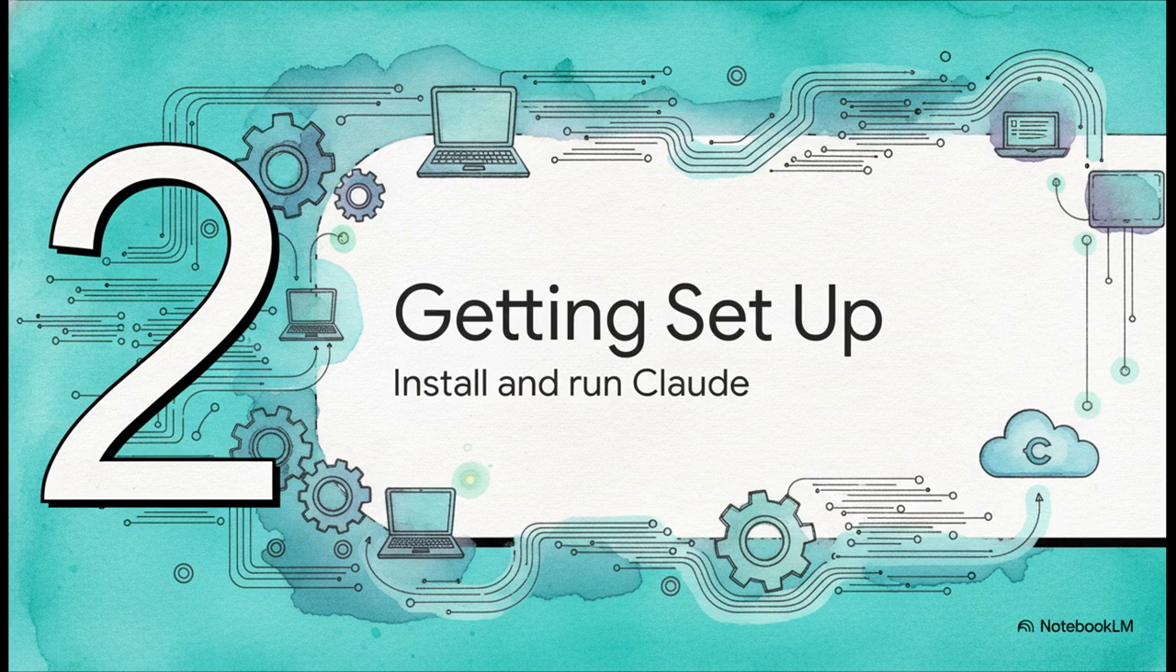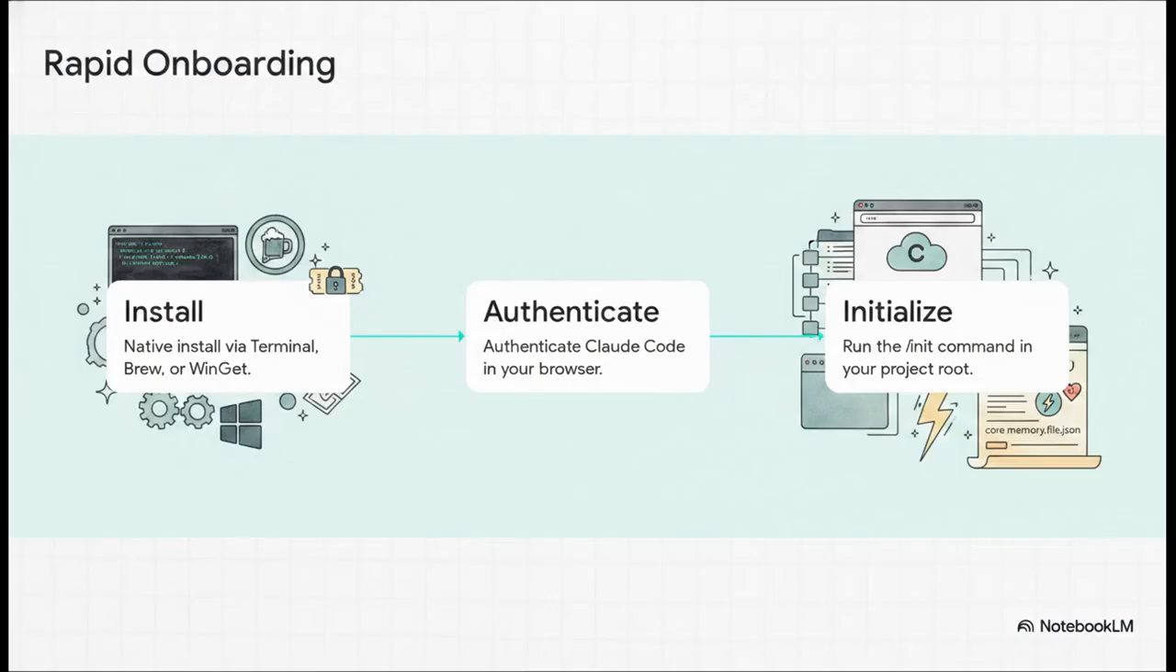Right, moving on to section 2, getting set up. Let's make sure you get Claude installed and running flawlessly on your machine the very first time. You can actually get this junior developer onboarded in 3 super simple steps. First up, run the native install command for your specific operating system. That could be a terminal curl command, homebrew if you're on a Mac, or winget for Windows. Next, you literally just type claude to trigger a quick browser authentication. And finally, and this is absolutely the most important step, you run the /init command in the root of your project directory. That generates the core memory file that anchors the AI's understanding of your exact codebase.